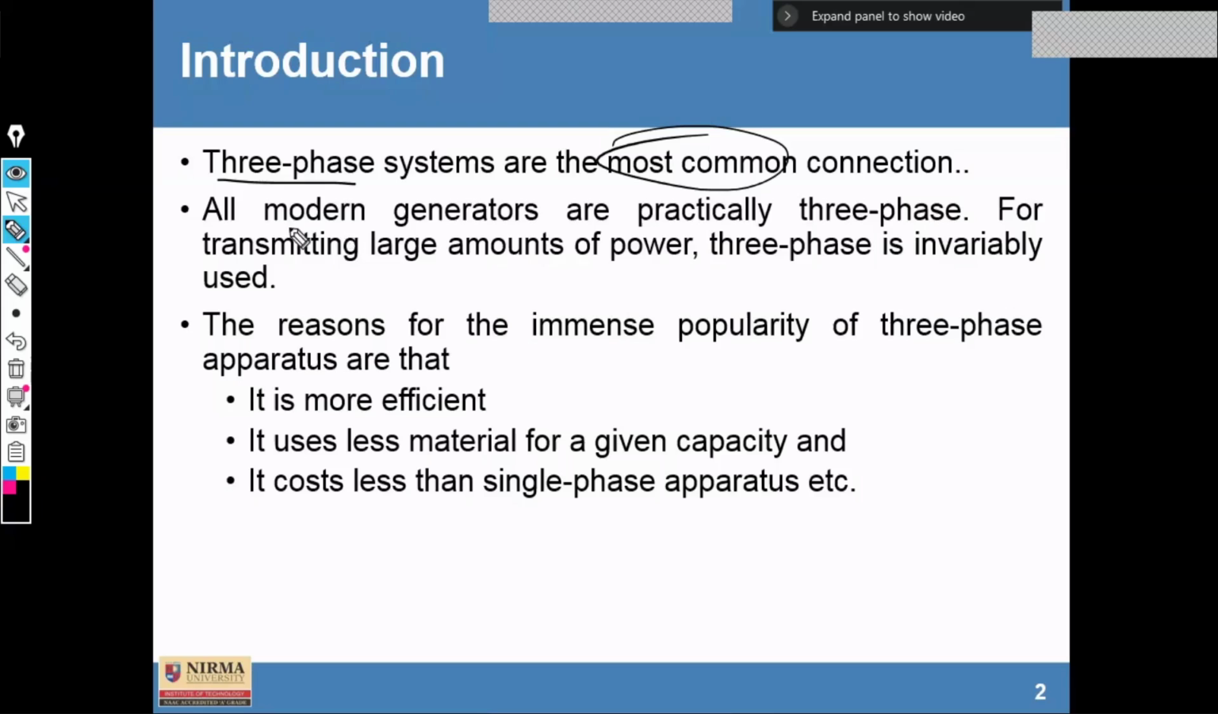Then all modern generators are typically three phase. So whatever electricity is generated is always three phase. And we know that three phase generation is by a revolving magnetic field created by three different phases, which are displaced 120 degrees apart from each other.